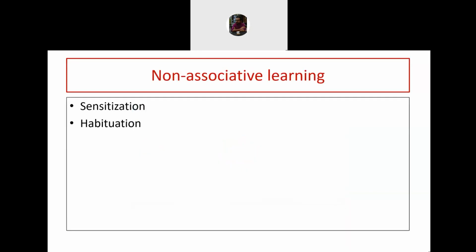Finally, we come to non-associative learning. Now, there are different kinds of non-associative learning. Two common types of non-associative learning are sensitization and habituation. So, what is sensitization and what is habituation?